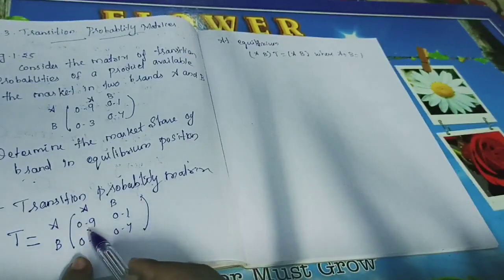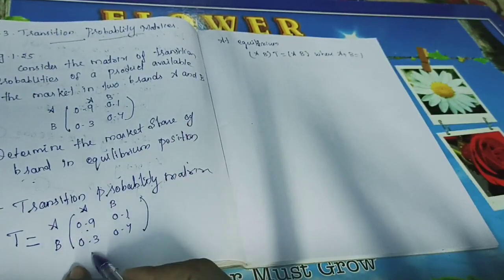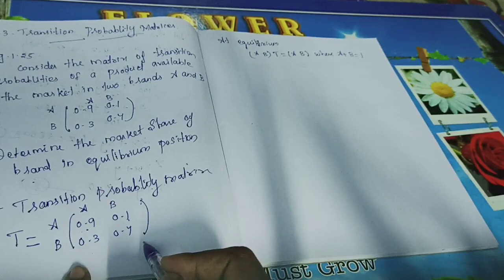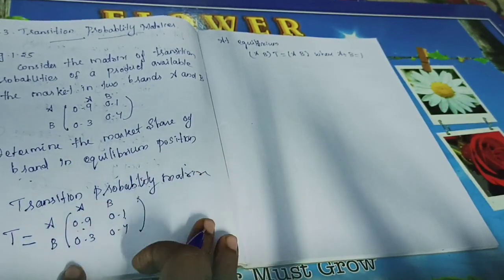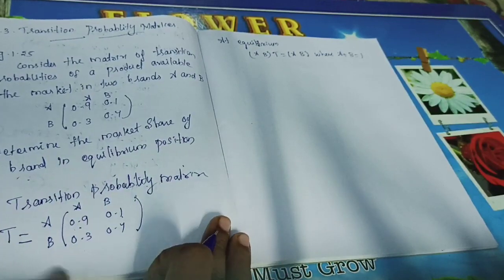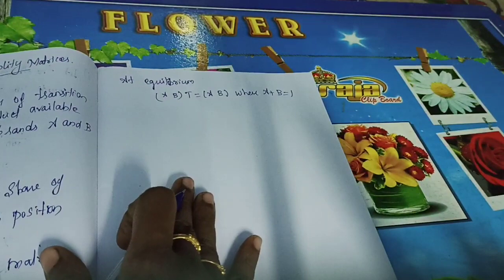Add and see. 0.9 plus 0.1, how much will you get? 1. 0.3 plus 0.7, how much will you get? 1. Then one more condition: all the entries must be less than 1. Okay, all the entries must be less than 1. This is a small condition we are going to use at equilibrium.